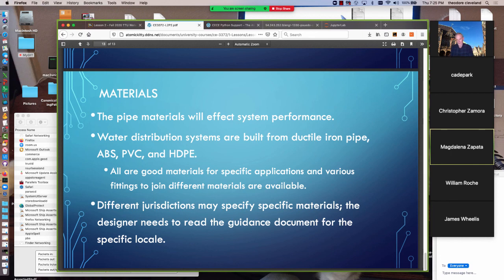The polymers are all pretty low friction devices, but they have a realistic upper limit to the pressures they can withstand. And as their diameters get big, their ability to resist soil pressure declines, whereas iron pipe is quite amenable to large diameter use. And in fact, they have iron lined concrete pipe, which you pretty much can build an airport on top of it and it won't affect it. So again, depending on application and the location of your design will help with the material selection.